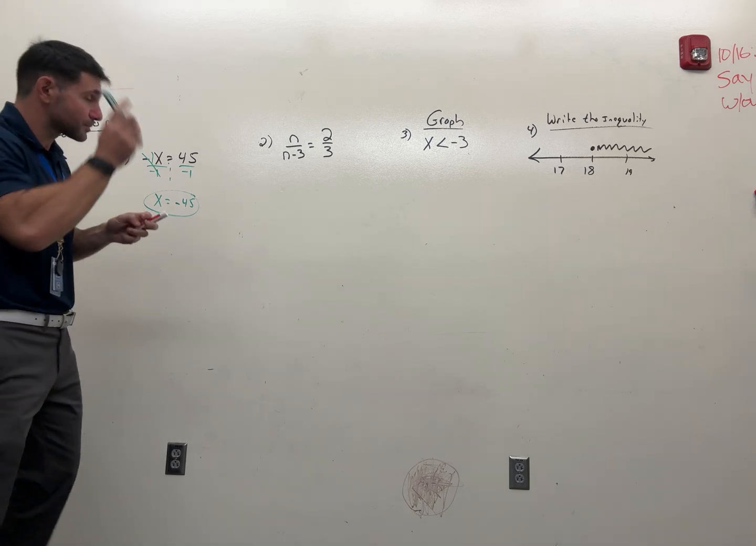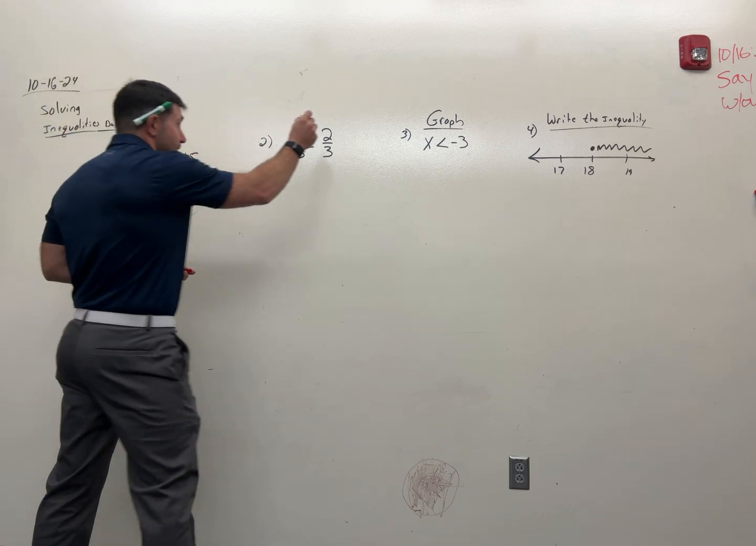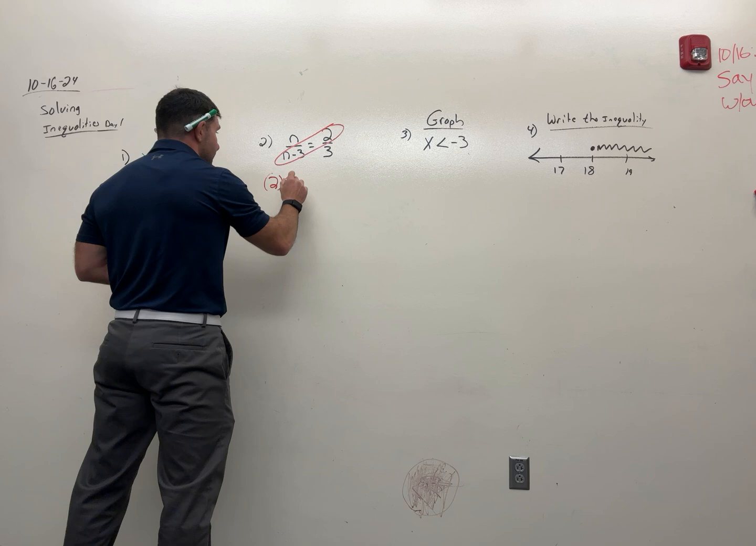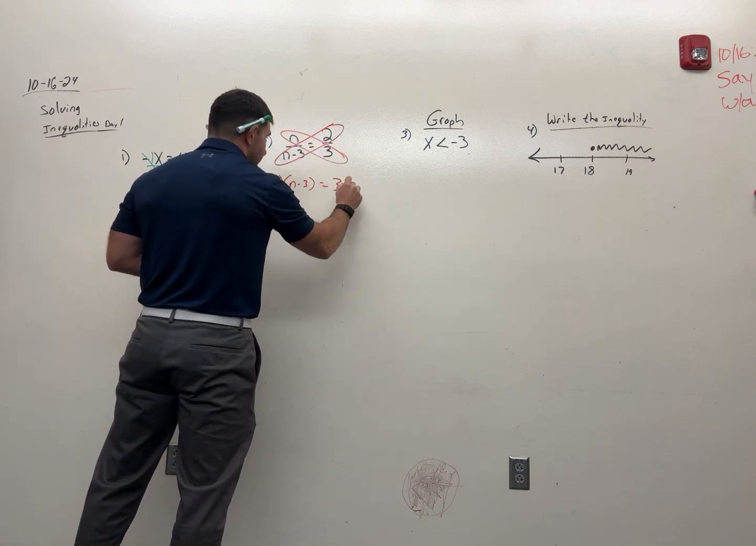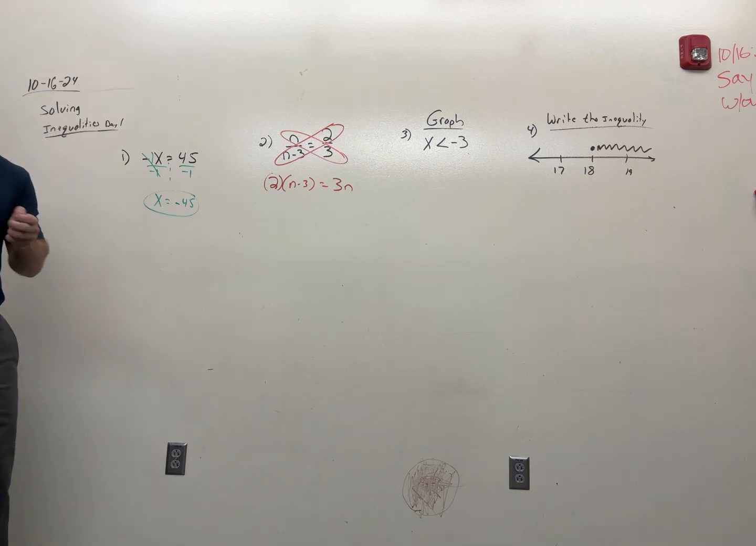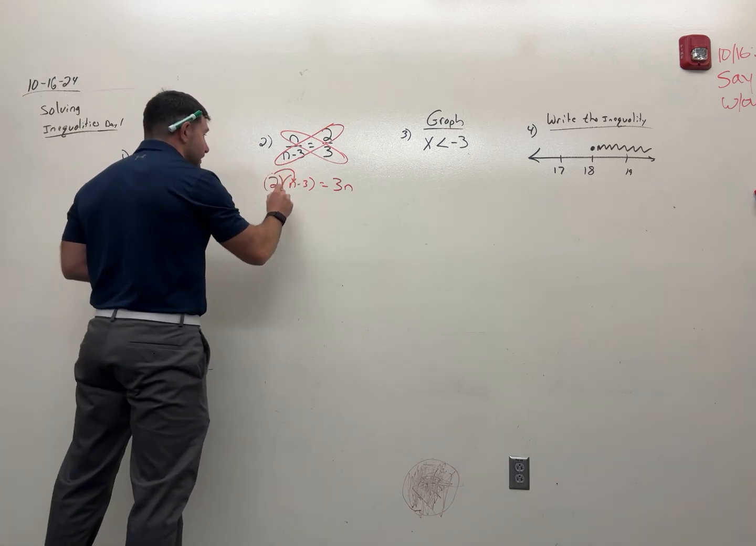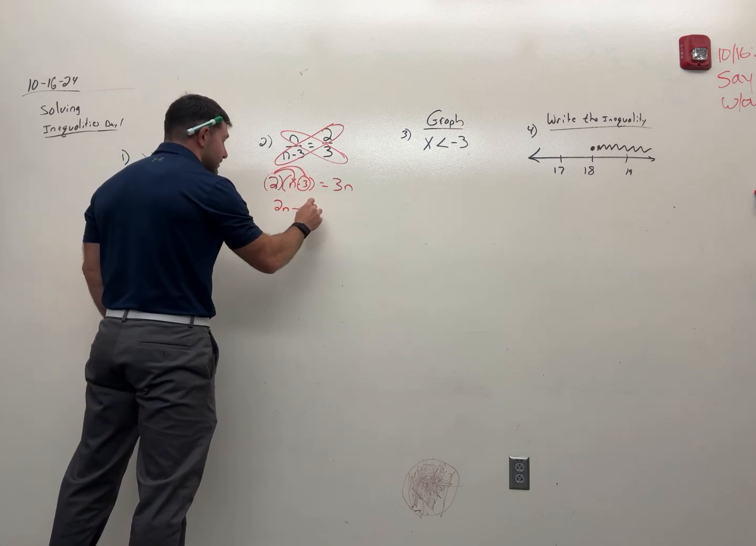Okay, this one. This is our cross multiplication. You will absolutely have this on your test. When we cross multiply, we have our 2 in parentheses times the n minus 3 in parentheses equals the 3n. You have to distribute. 2 multiplied by the n is 2n. 2 multiplied by the negative 3 is negative 6 equals 3n.